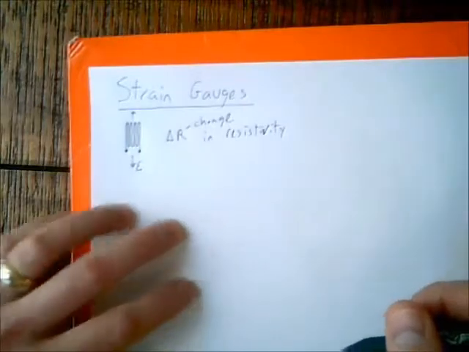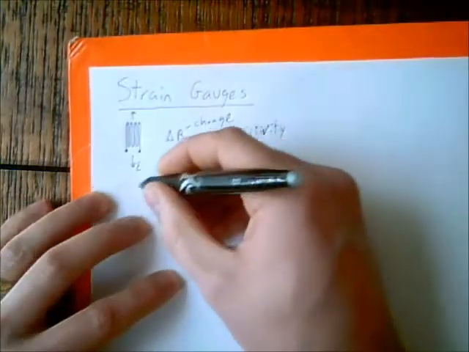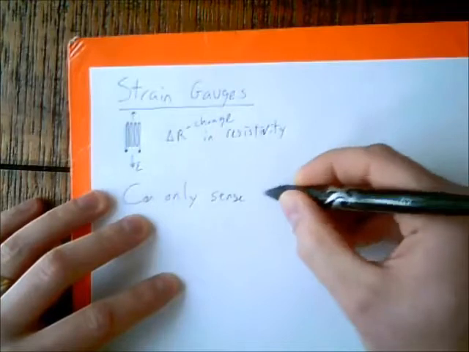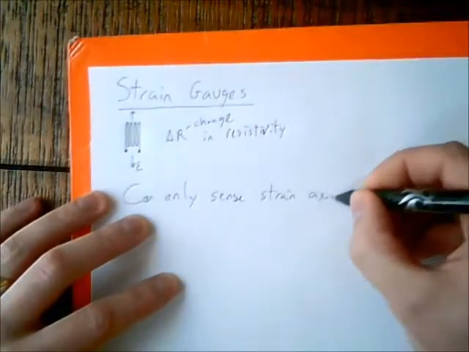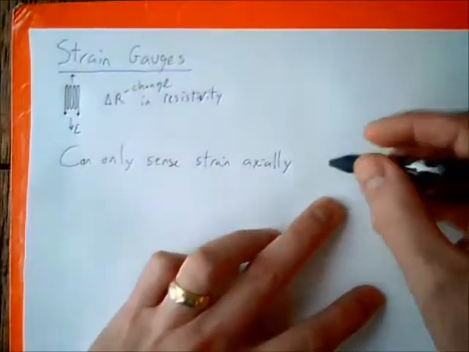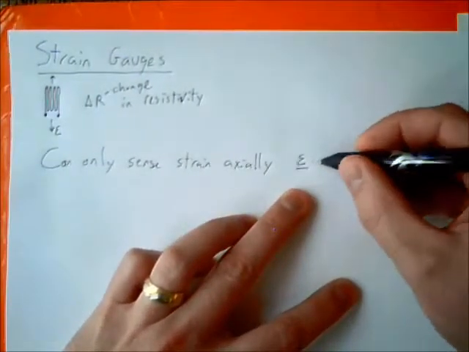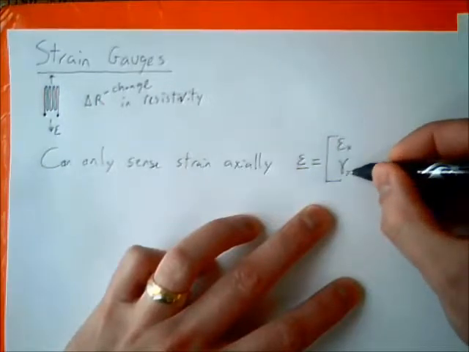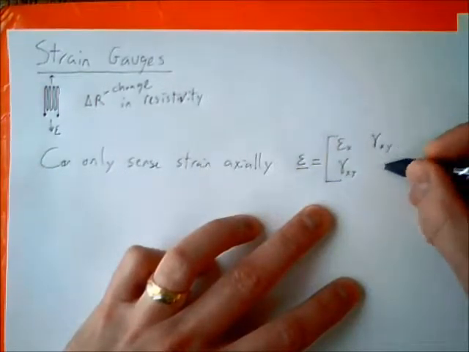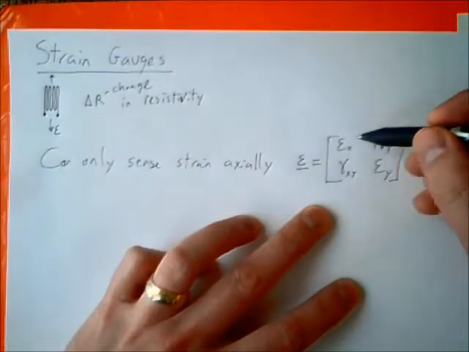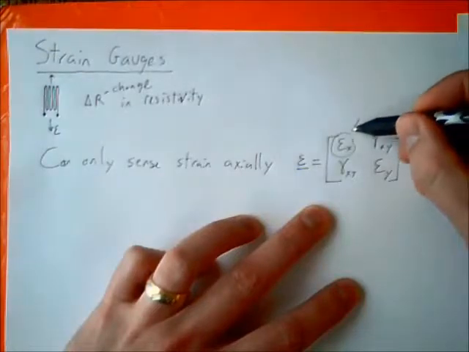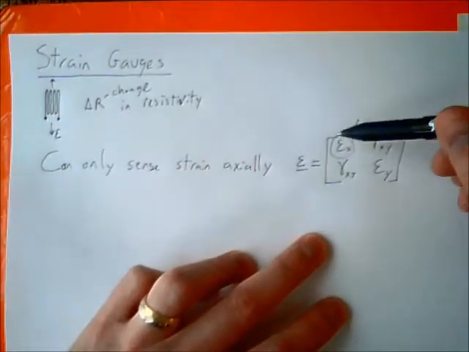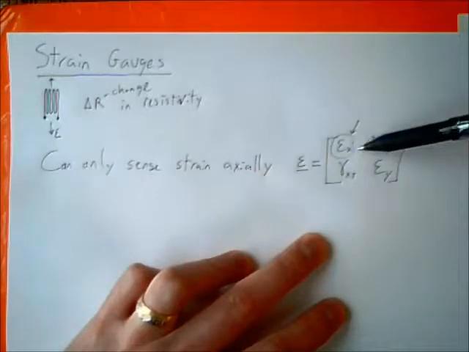So the important thing to keep in mind about these strain gauges is they can only sense strain axially. So that means when I look at my strain tensor, these are written out in 2D. If I have some epsilon x, gamma xy, gamma xy, epsilon y, the only thing a strain gauge is reading out is this component. Everything else, it's unable to read. So when it gives you out some value of strain, it's only that one component.